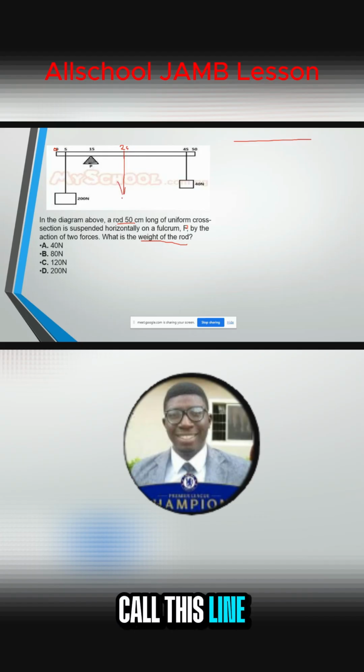Call this line W. W means what? The weight of this rod. That is where the weight is, at the center of gravity. So once you are through with this, the next thing is to move on with your moment. We are given both the distances and the forces. We have 3 forces: 1, 2, 3.